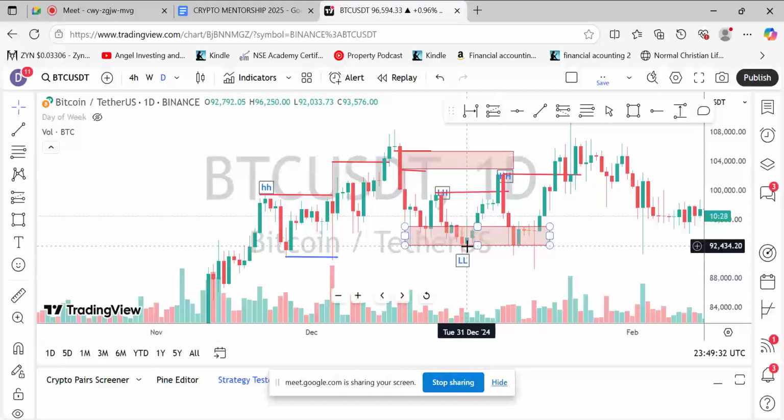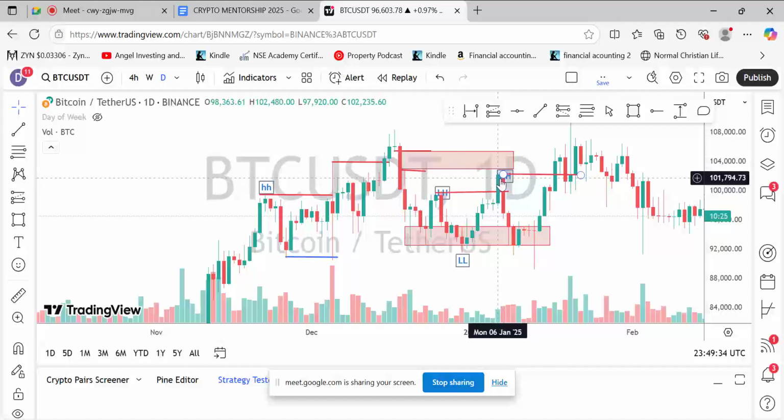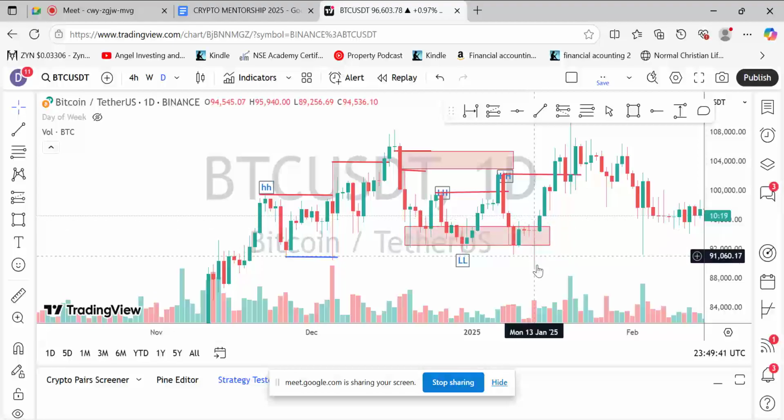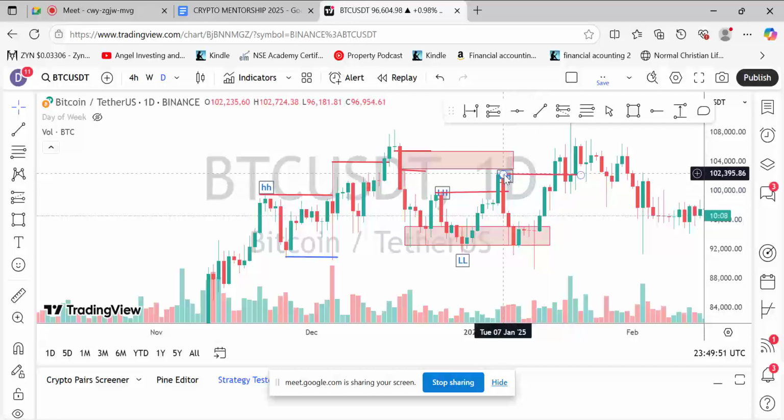So you can imagine how many days it took to break this structure here, and then to retest, you see. Even if you miss this particular one, and maybe by the time you bought somewhere around here, if you bought with all your money, it still makes sense, because you hit your take profit 1 within 3 days' time, and you hit your take profit 2 in 3 days' time. You are out of the market. Do you get it?